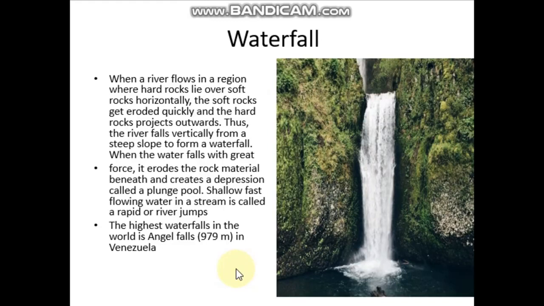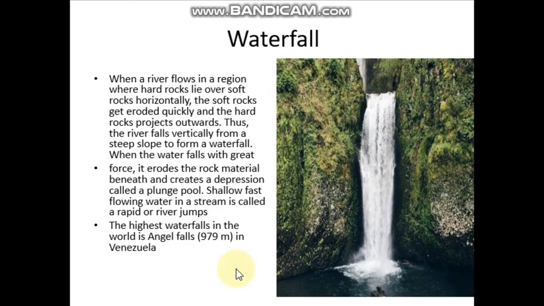When the water falls with great force, it erodes the rock material beneath and creates a depression called a plunge pool. Shallow, fast-flowing water in a stream is called a rapid or river jumps. The highest waterfall in the world is Angel Falls in Peninsula. What was that? 979 meters.